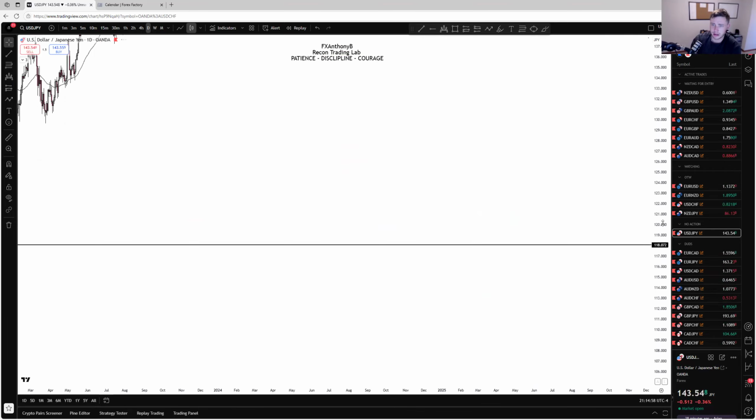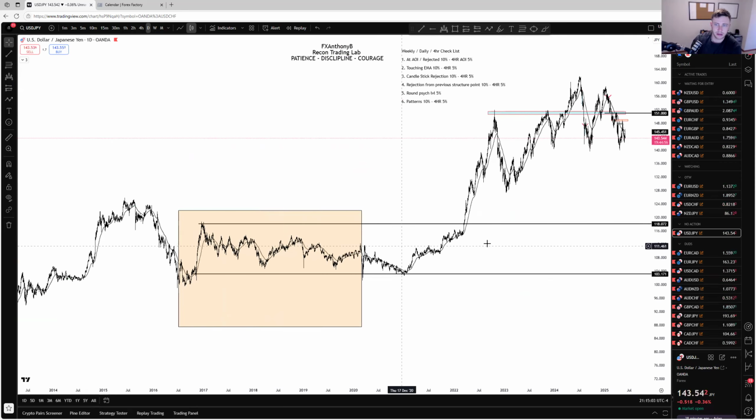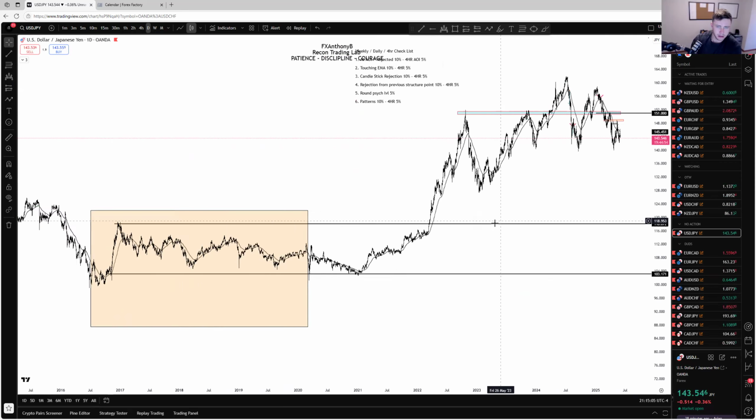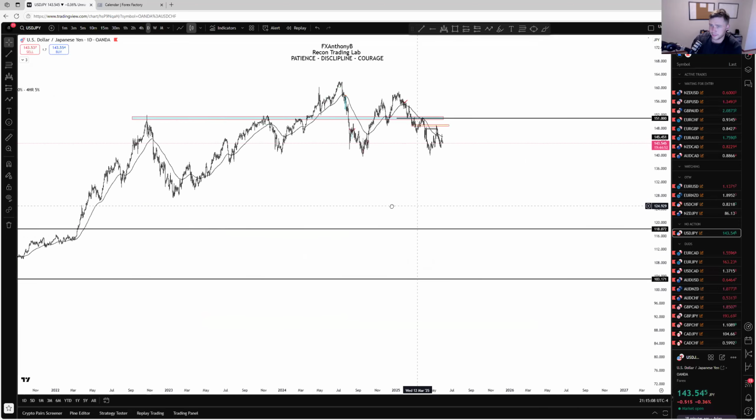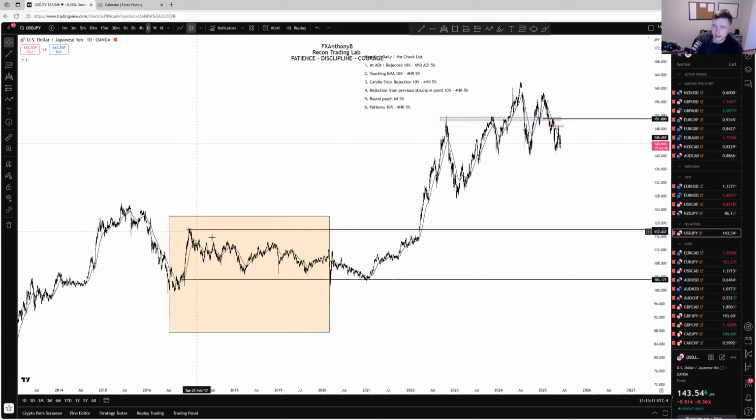I have these zones marked out for a certain reason. I don't remember why, but they are marked. Oh, that's the highest that has not been retested yet. So that's probably a good target if we're gonna keep selling. Even right here is a good target.